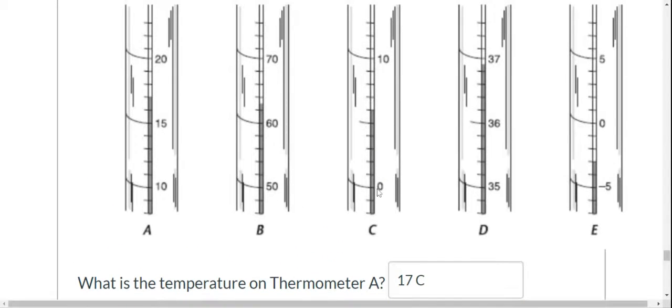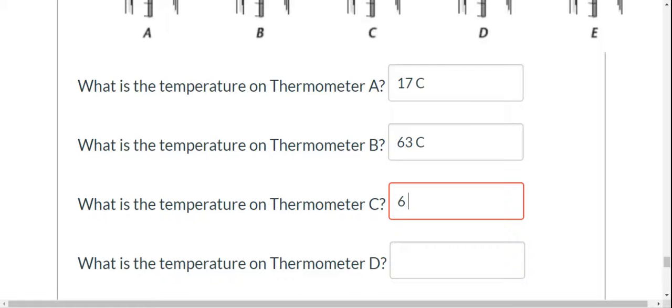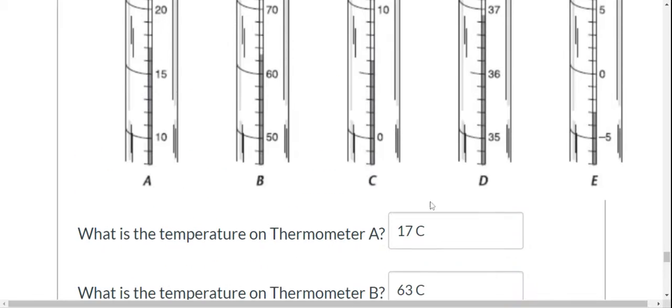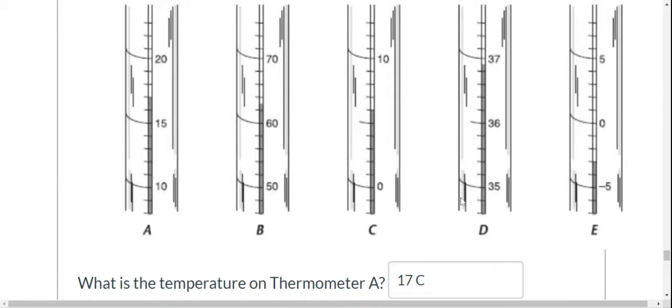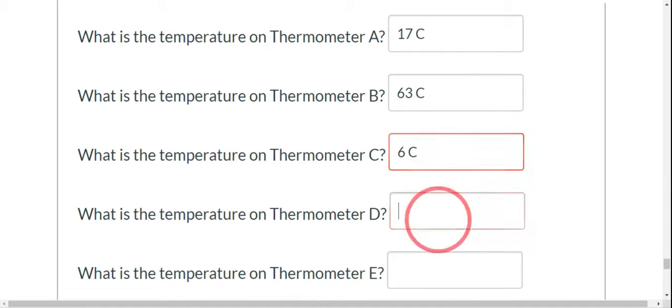On here, we've got from 0 to 10. So this is 1, 2, 3, 4, 5, 6. So this is 6 degrees Celsius. And then on D, we're similar back to this one. So 35, 35.2, 35.4, 35.6, 35.8, 36, 36.2, 36.4, 36.6, 36.8. So what's halfway between 36.8 and 37? 36.9.